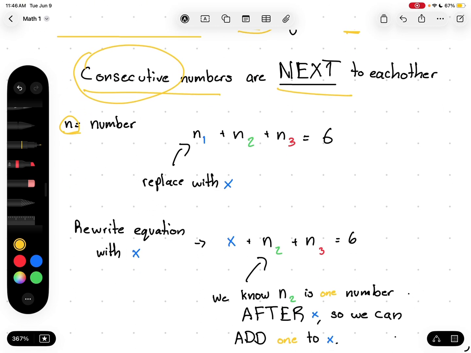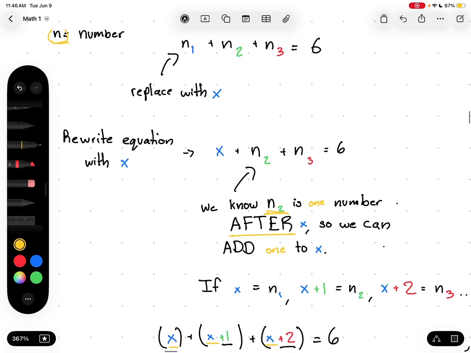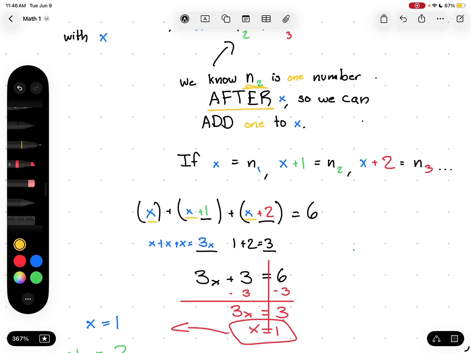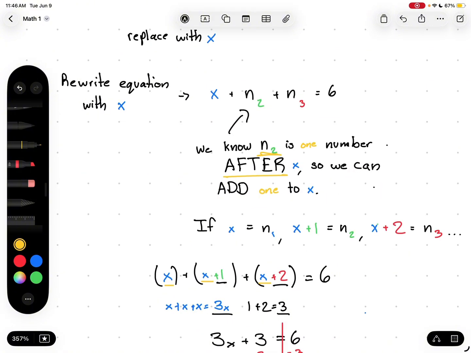So let's rewrite this equation with x. And because we know that n2, the second number, is 1 after x, we can add 1 to x to find out the second number. So if this is x, x plus 1 is n2, x plus 2 is n3. And when we write this into an equation, it'll make more sense. x plus x plus 1 plus x plus 2. We already know that n1 is x, that's why it's here. n2 is x plus 1. They equal the same thing, so you can plug them into the equation. And similarly, x plus 2 is n3. And we know that it equals 6.